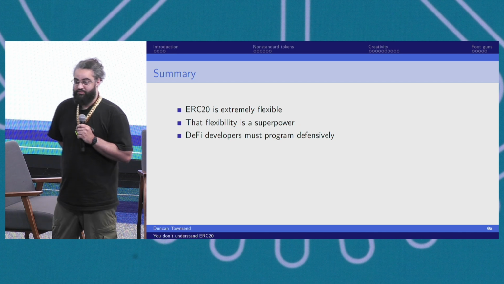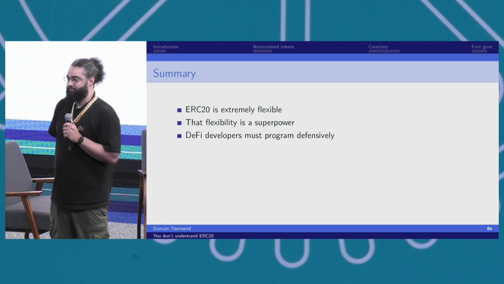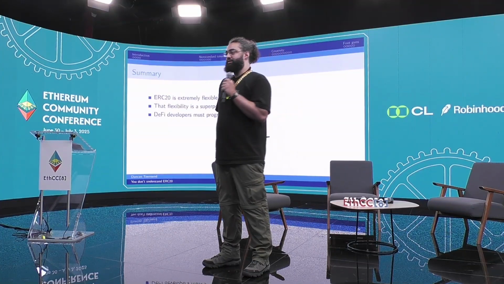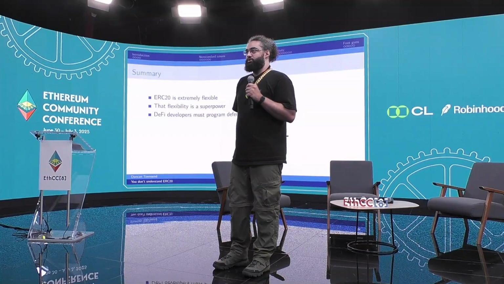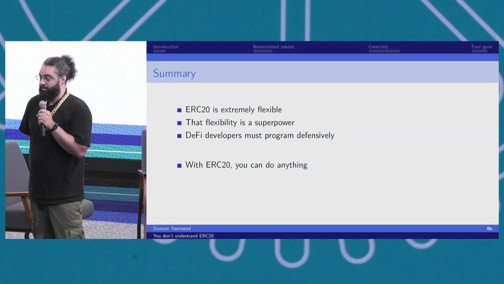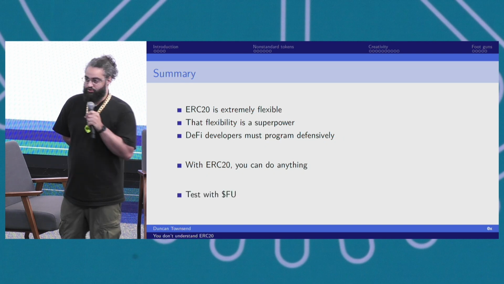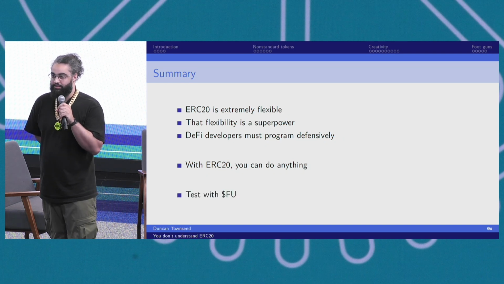To sum up, ERC20 is super, super flexible. That flexibility is a superpower, and it lets people build custom communities. It lets people build really full-featured tokens. But it does mean that DeFi developers need to program defensively around those tokens. I hope I've given you some ideas about the tokens that you can build to align incentives in your communities, provide revenue to those communities, manage your treasury, distribute risk, all those sorts of stuff. You can do anything with ERC20. If you think hard about how to do that, you can do it. And also test with my token, because if you handle my token correctly, it probably handles everything.